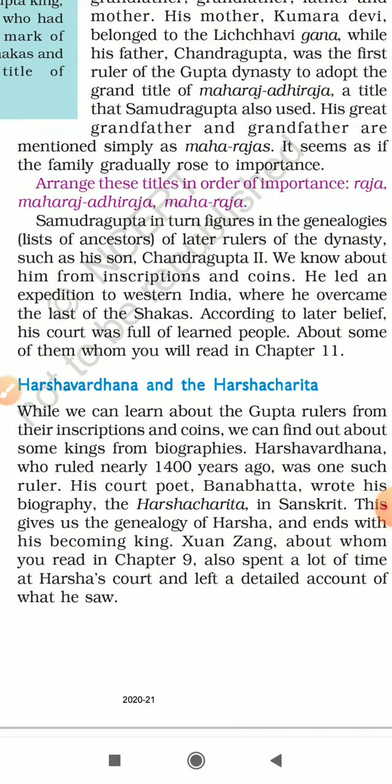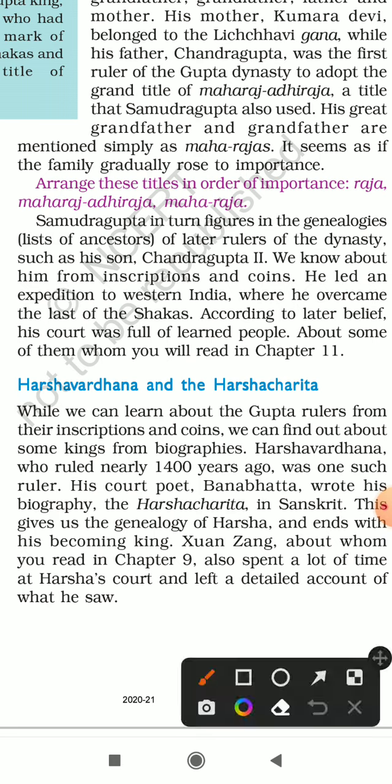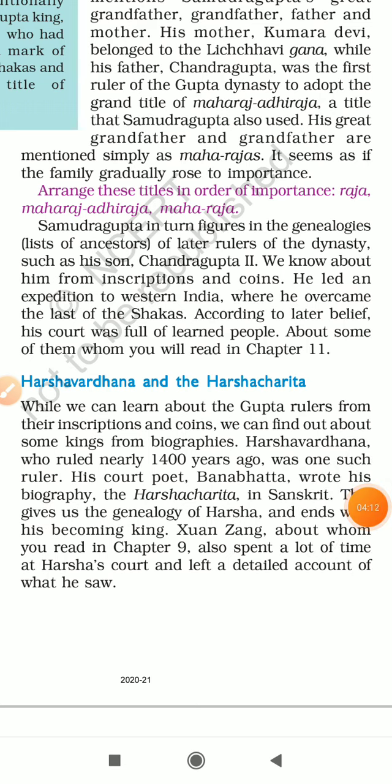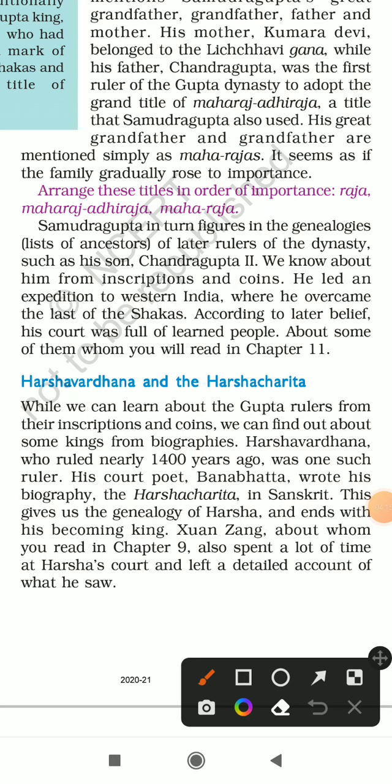Now, Samudragupta in turn figures in the genealogies of later rulers of the dynasty, such as his son. The name of Samudragupta's son was Chandragupta II. We know about him from the inscriptions and the coins. He led an expedition to Western India. He took his army to Western India, where he overcame the last of the Shakas. Shakas were other rulers. According to later belief, the court of Chandragupta II was full of learned people, and about some of them we will read in the next chapter, that is chapter 11.